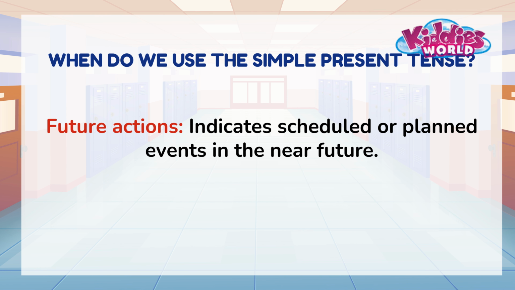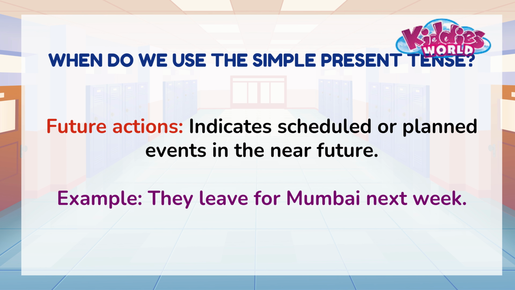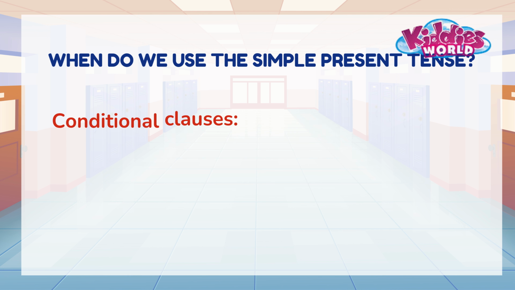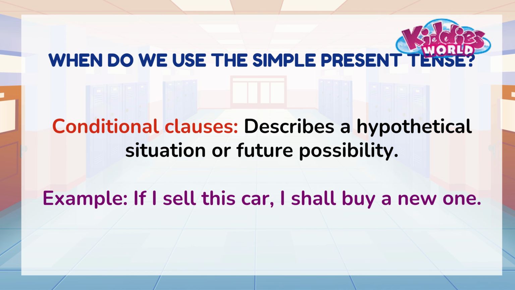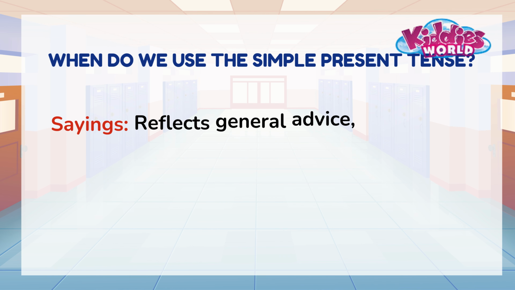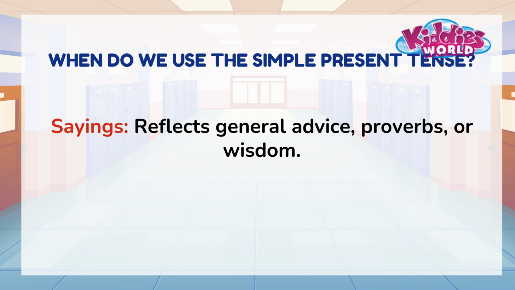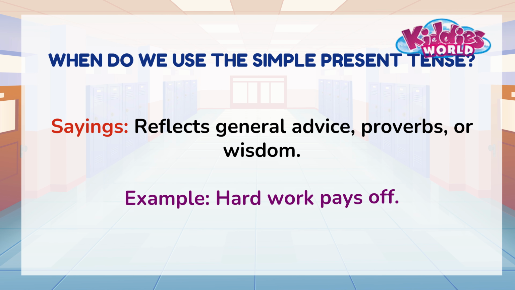Future actions. Indicates scheduled or planned events in the near future. For example, they leave for Mumbai next week. Conditional clauses. Describes a hypothetical situation or future possibility. For example, if I sell this car, I shall buy a new one. Sayings. Reflects general advice, proverbs, or wisdom. For example, hard work pays off.